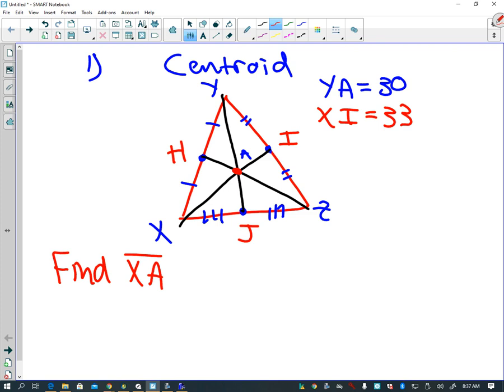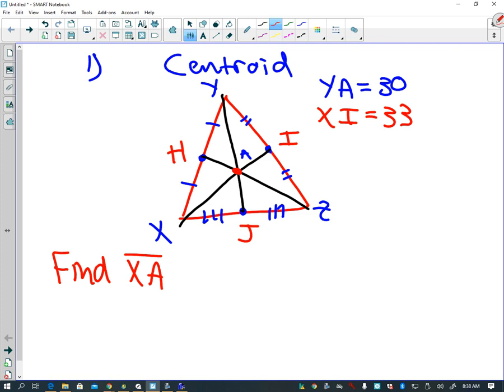Because, all right, they tell me what XI is. XI is the whole length. I'm looking for XA. Okay? So YA is not helpful. Okay? Now, when we're talking about centroids, does anybody remember what the ratios are to a centroid?